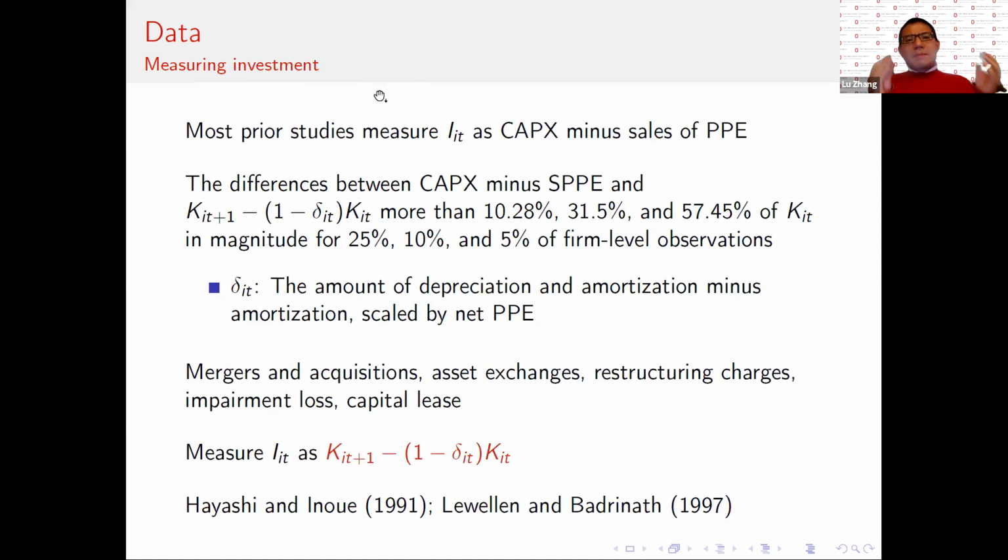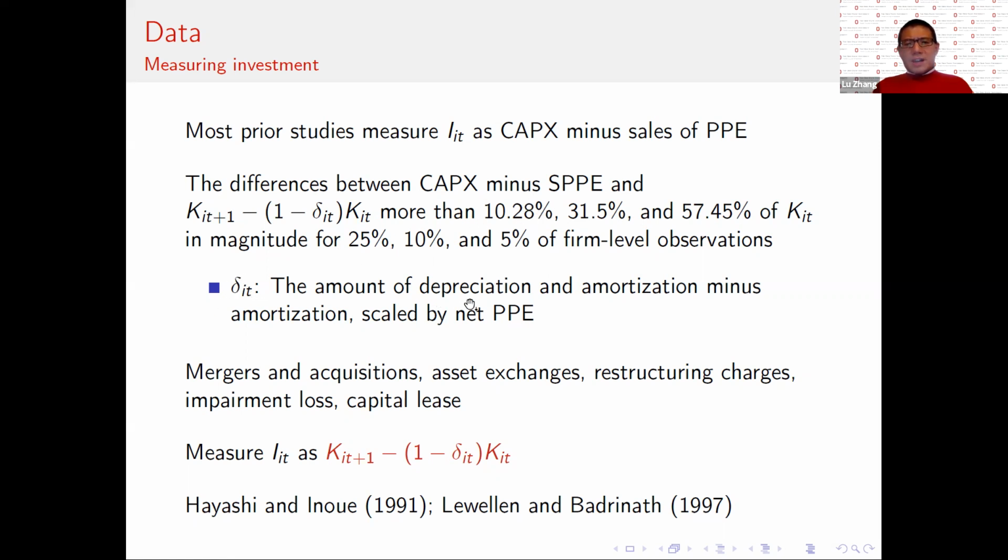Now, when it comes to investment measures, most prior studies use CapEx minus sales of PPE. When we were writing this paper, we stumbled on the fact that once we measure capital as PPENT, the difference between this measure of investment and the investment measure from the capital accumulation equation is big. This investment measure deviates from capital accumulation quite frequently, and the deviation is economically large. For 5% of firm-year observations, the deviation is more than 57% of PPENT. For more than 10% of observations, it's 31%. For 25%, the deviation is more than 10%.